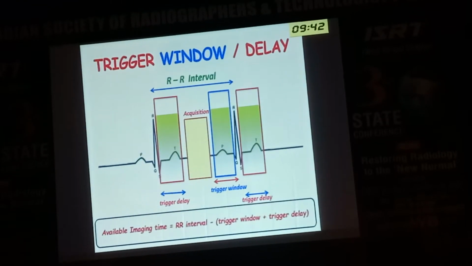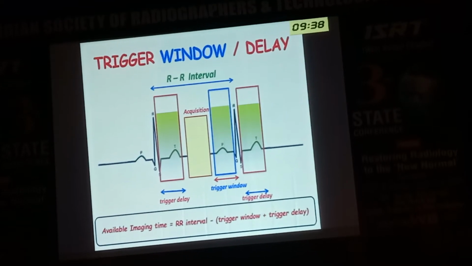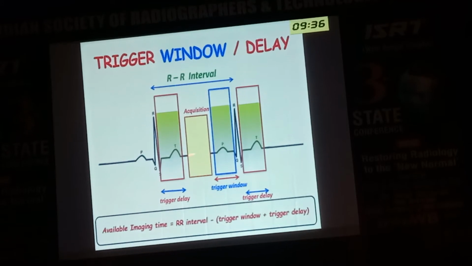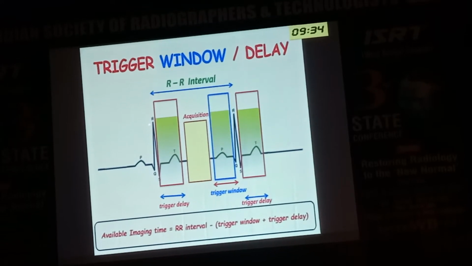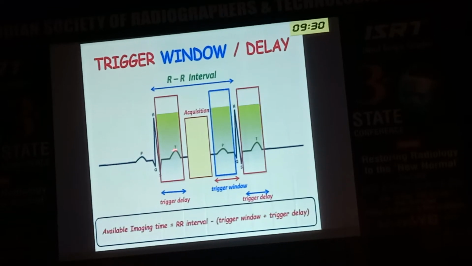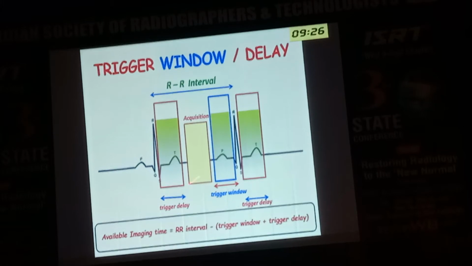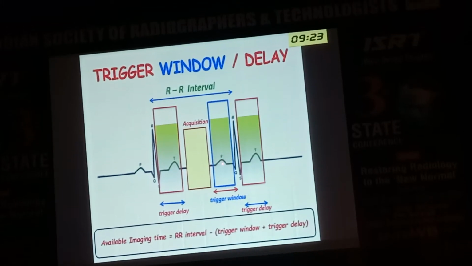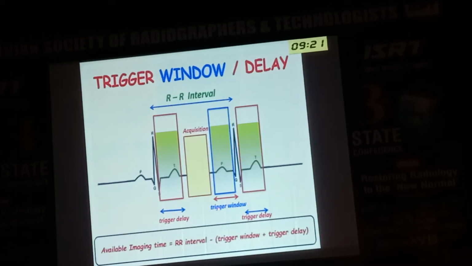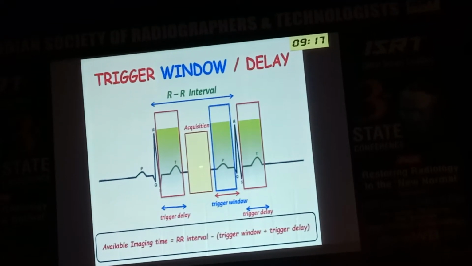So what is the acquisition time? I will be capturing the data of cardiac movement at this place only, the rest phase. This is R, called the RR interval. This portion, trigger delay, I should not capture the data. This portion, that is the P wave, I should not capture the data, that is the trigger window. Then what is the available imaging time?